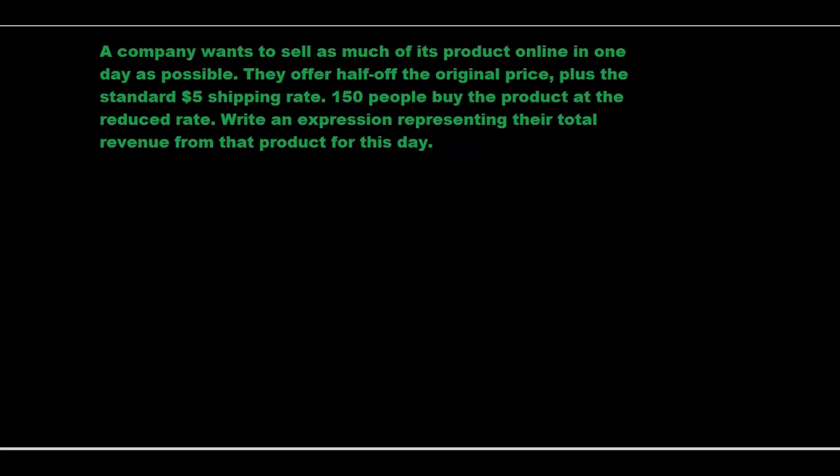Okay, let's look at a slightly more complicated scenario. A company wants to sell as much of its product online in one day as possible. They offer half off the original price of this product, plus the standard $5 shipping rate. 150 people buy the product at the reduced rate. Write an expression representing their total revenue from that product for this day. Okay, so first we need to pick a variable. Let's say we're going to have to write the original price. Okay? We're going to call that, why don't we call it C again? We're going to call that C.